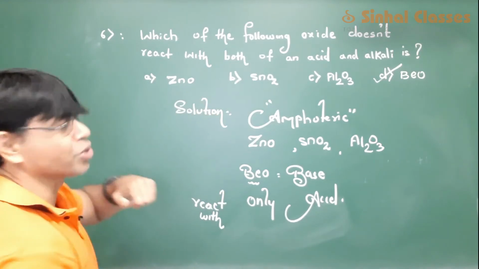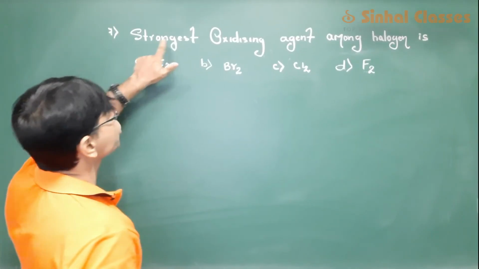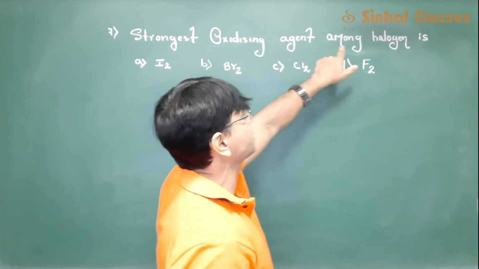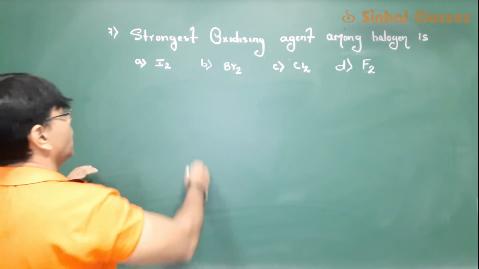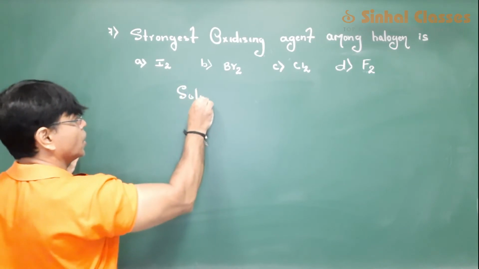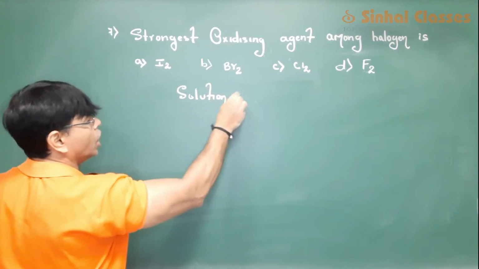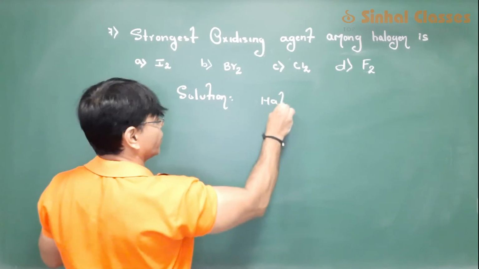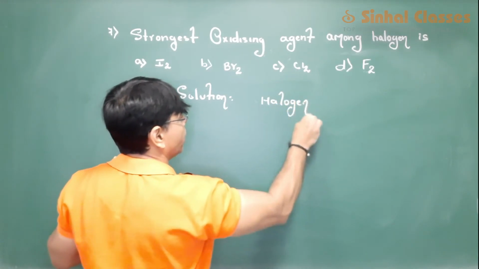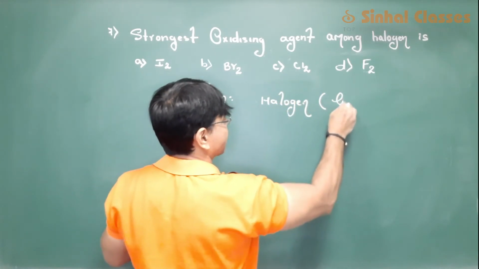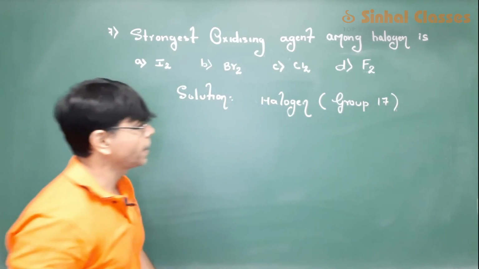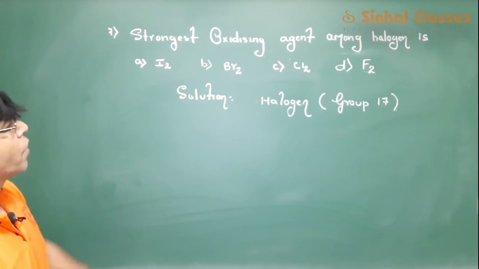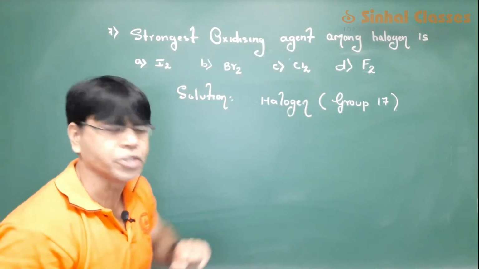So we go for the next question now. The strongest oxidizing agent among halogens is. Now we all know halogens belong to group 17. And they are asking us which is the most powerful oxidizing agent.